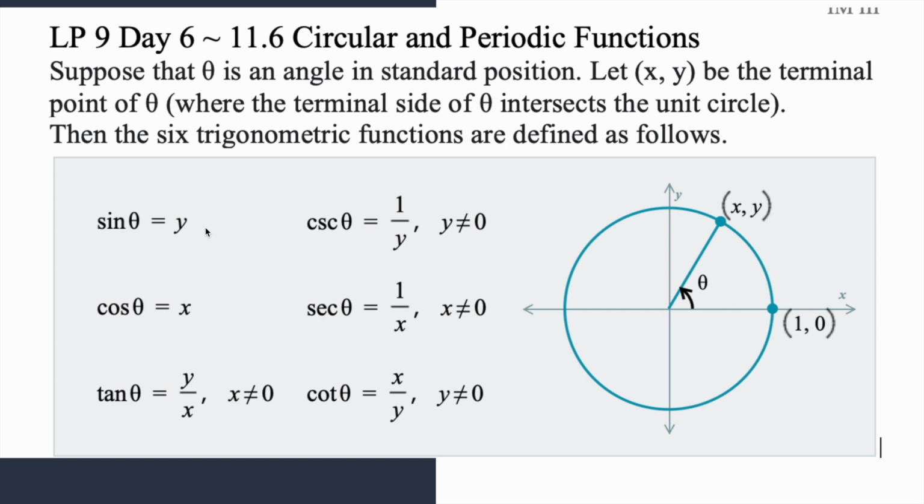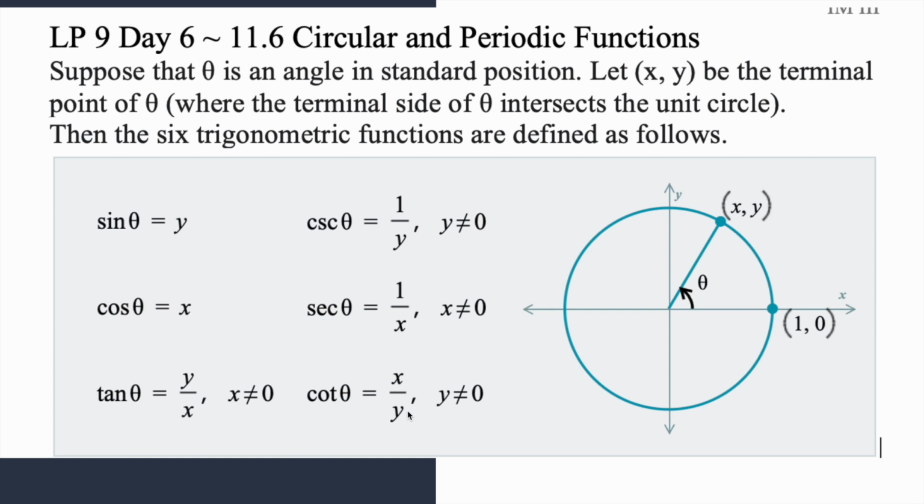Okay, so sine of theta is y, the y coordinate. Cosine of theta is the x coordinate. The tangent of theta is y coordinate over x coordinate. And then you would just flip these over for the others. So the cosecant is 1 over y. It's the reciprocal. And then secant is the reciprocal of cosine, so it's 1 over x. And then cotangent is the reciprocal of tangent, so it's x over y.